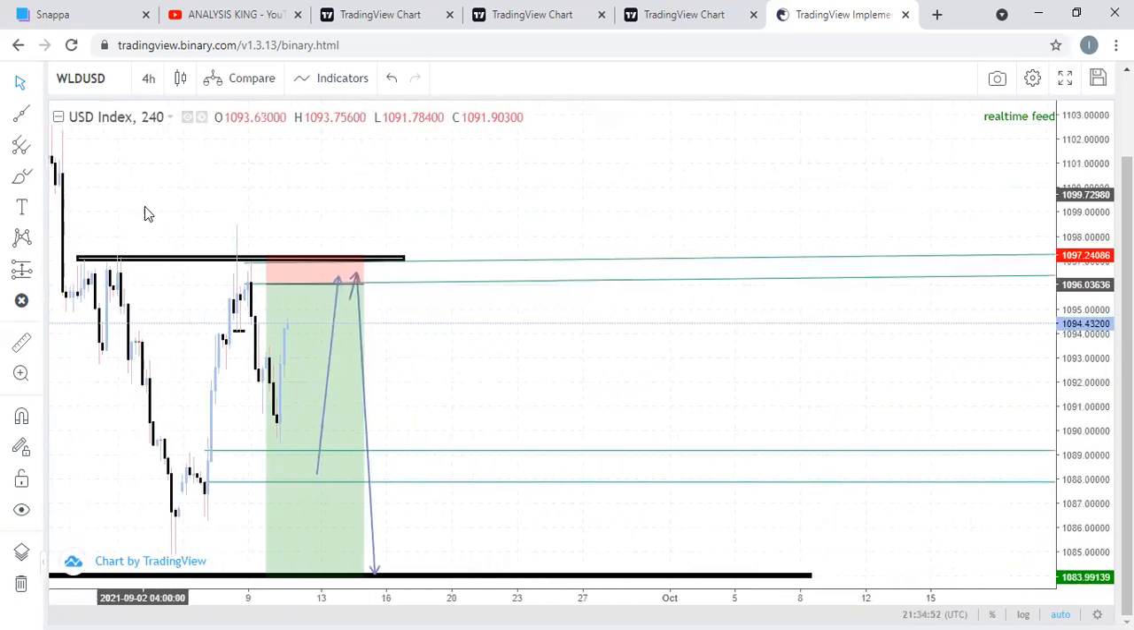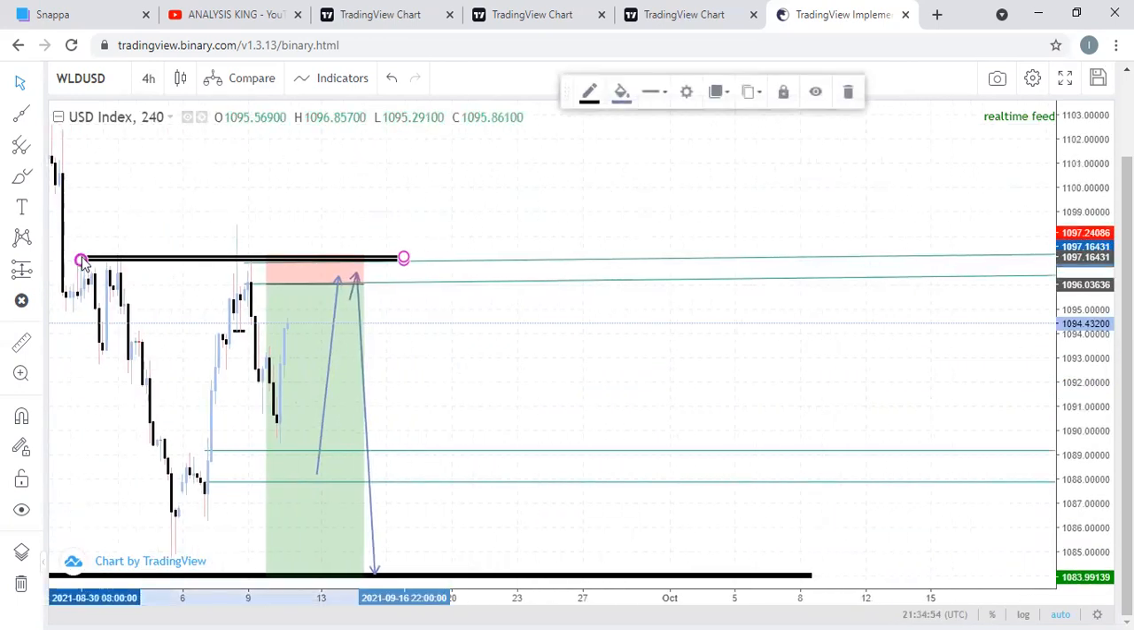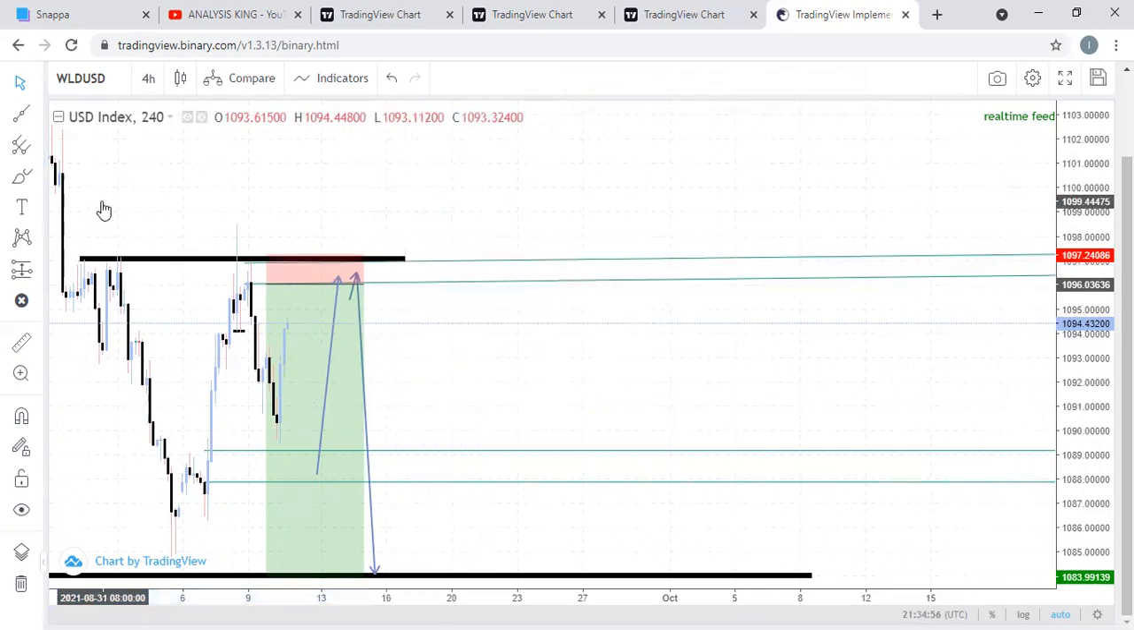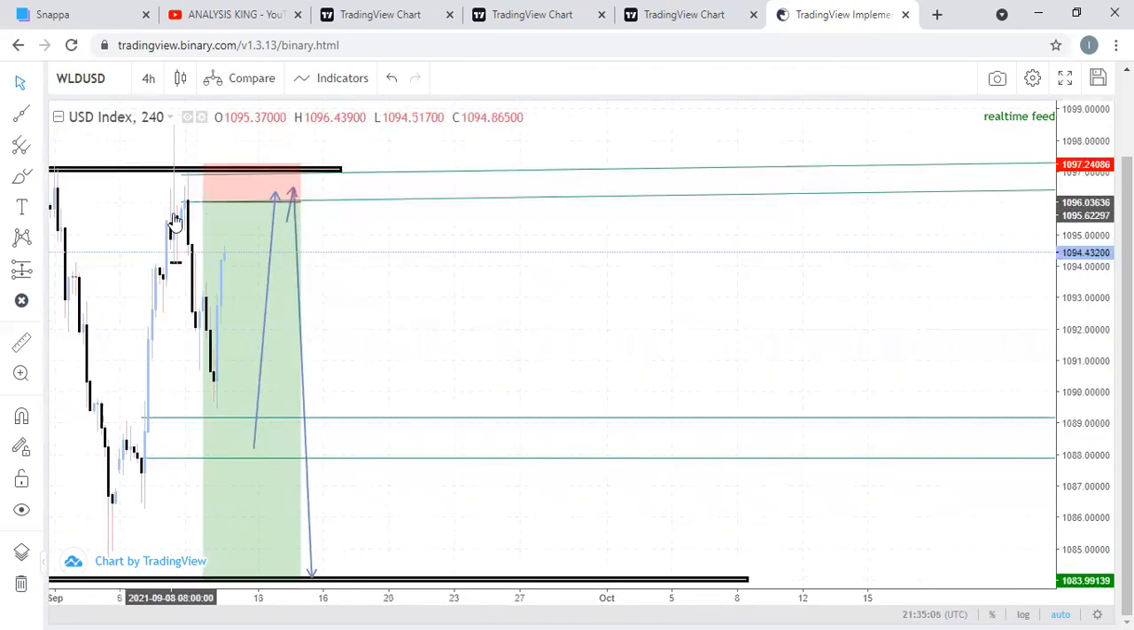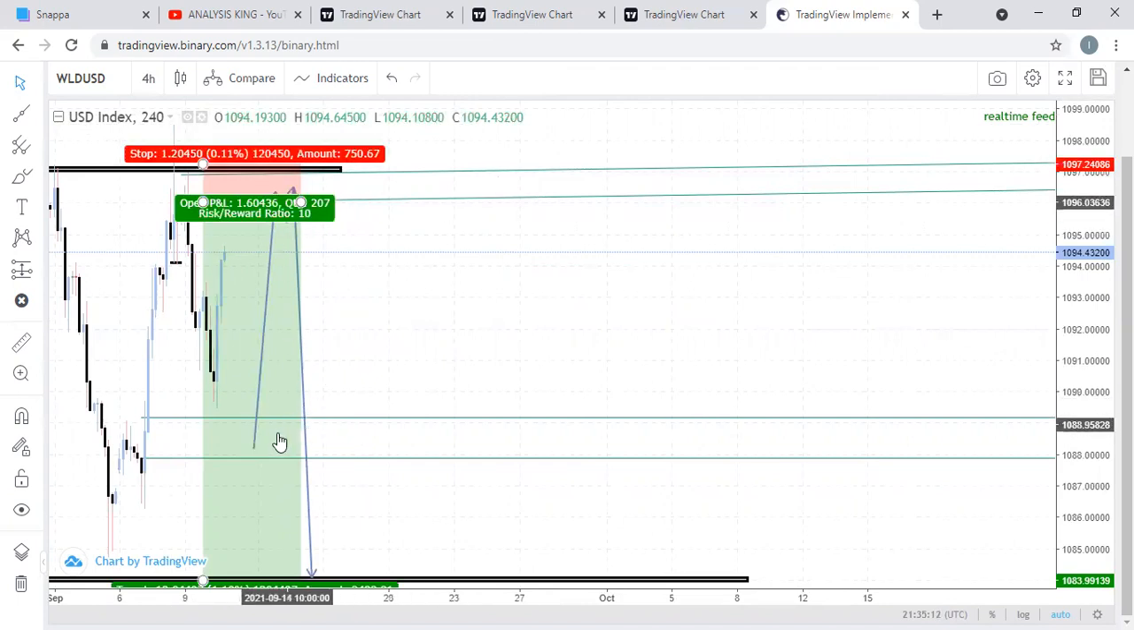The first thing they did is run out the liquidity here, which is the equal highs. They ran it out last week. Then they created a supply region, so I will be expecting them to sell from this region and go back to the downside.